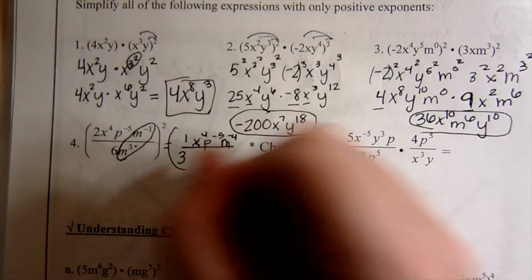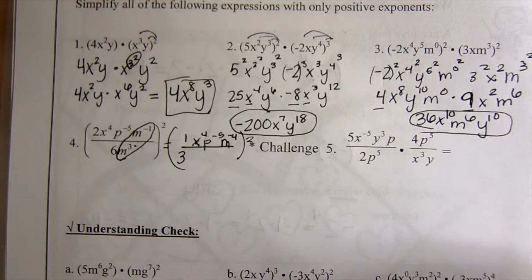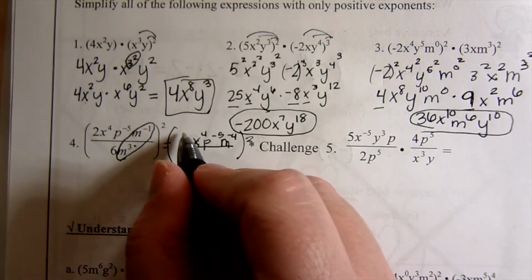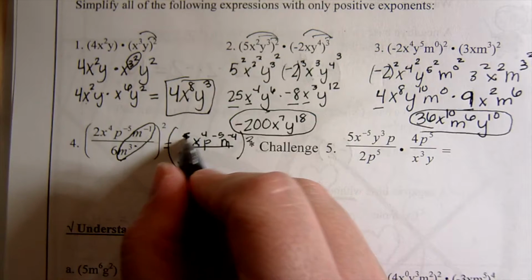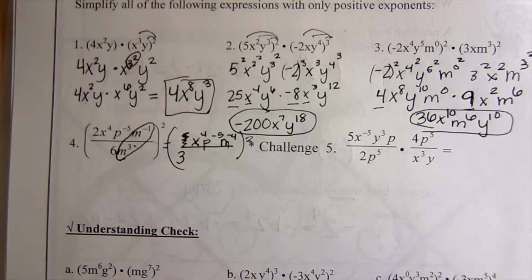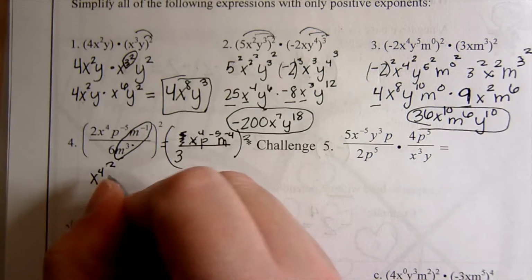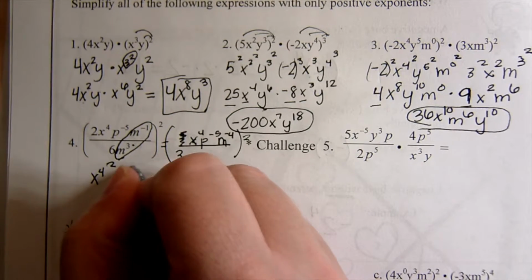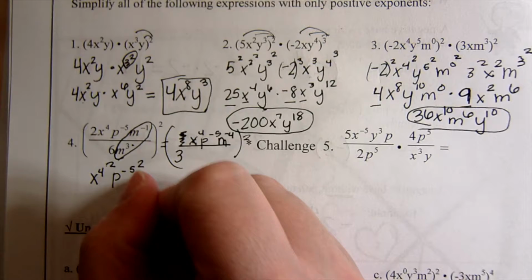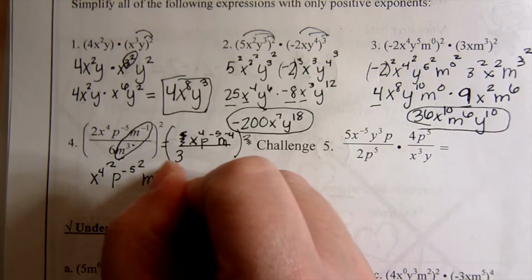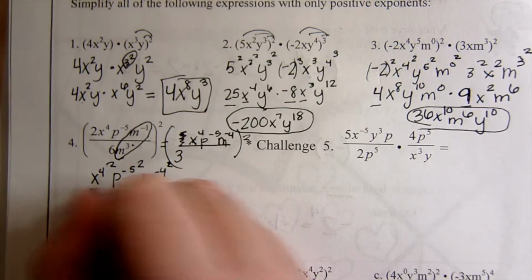Oh. And this is all raised to the second power. So, I can kind of forget about this 1 in front. That's unnecessary. I don't need to write a 1 times something. Then I have x to the 4th squared, p to the negative 5th squared, m to the negative 4th squared, over 3 squared.